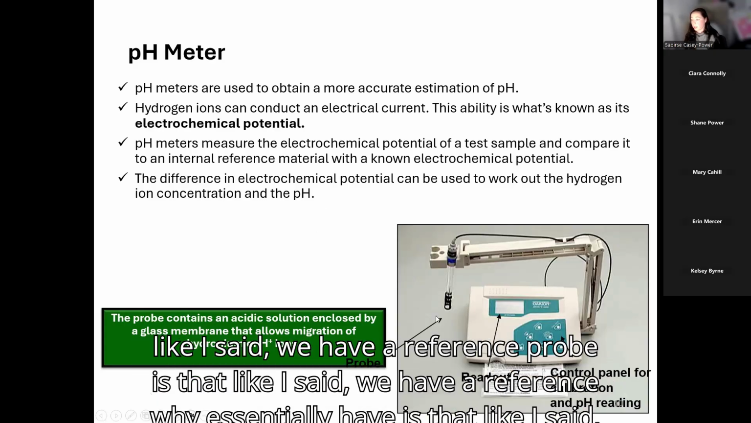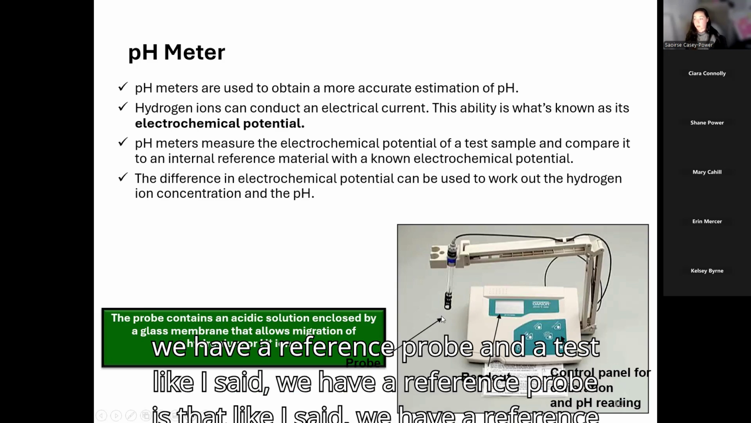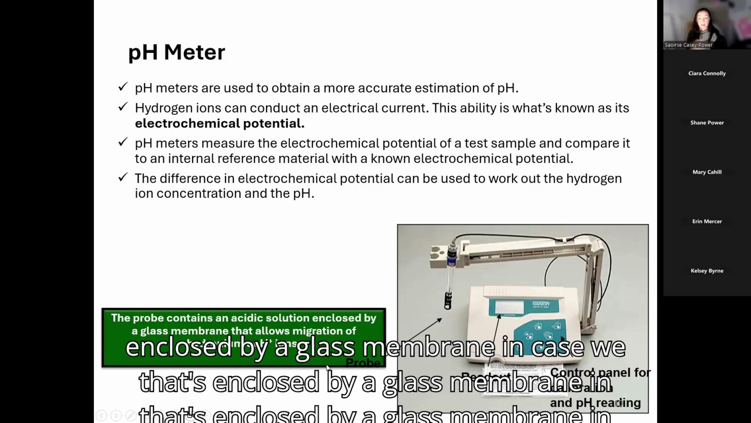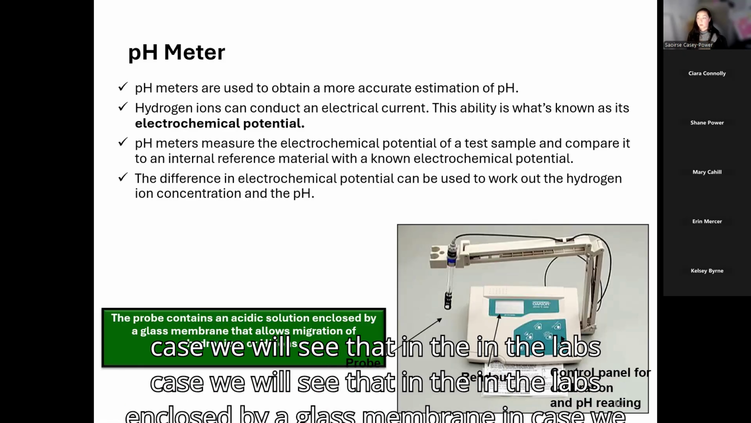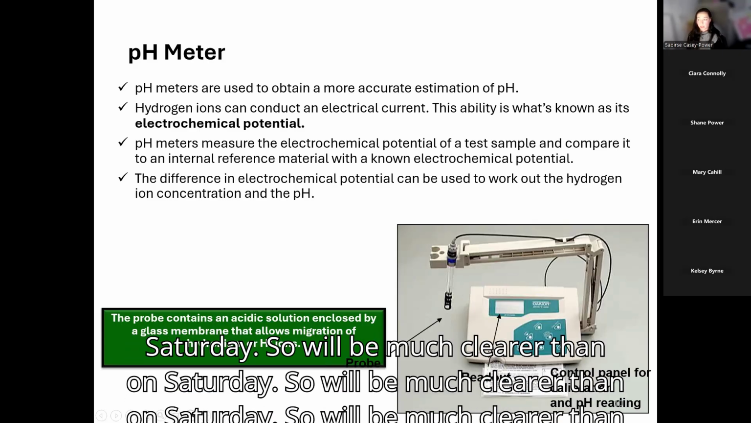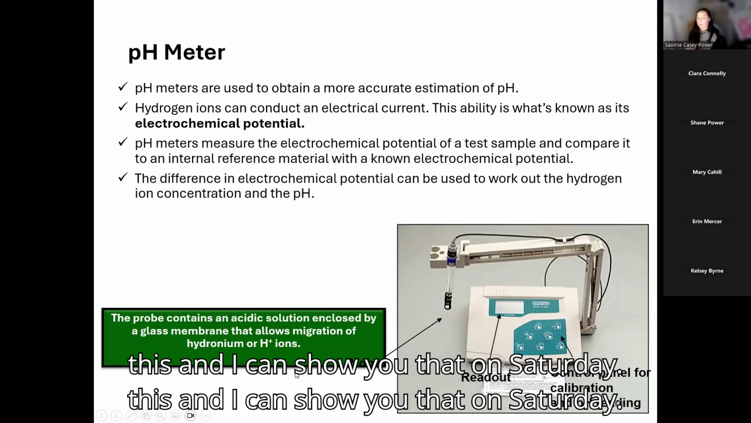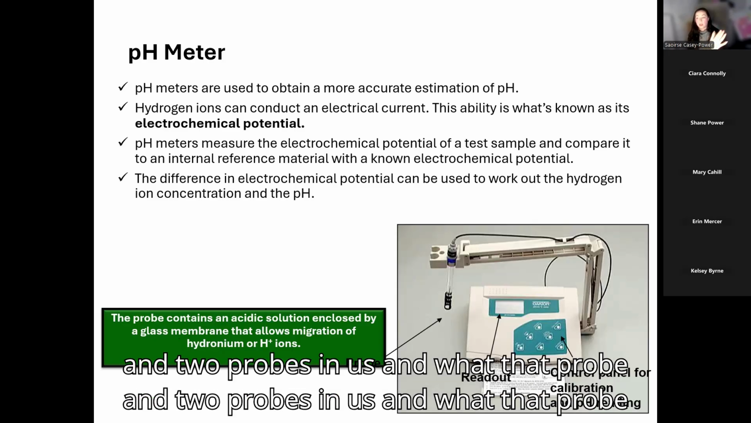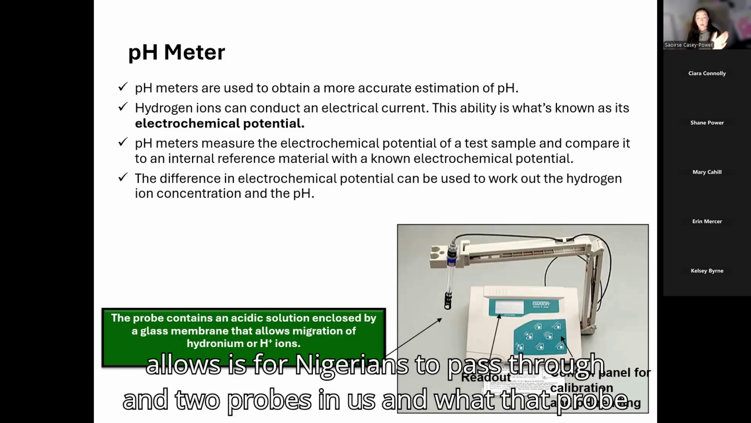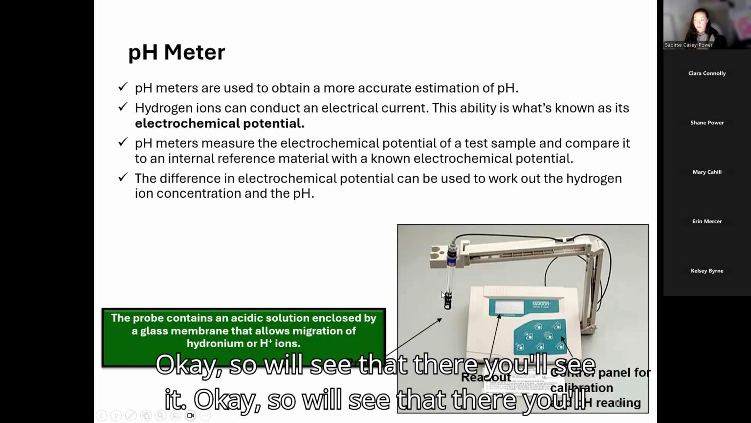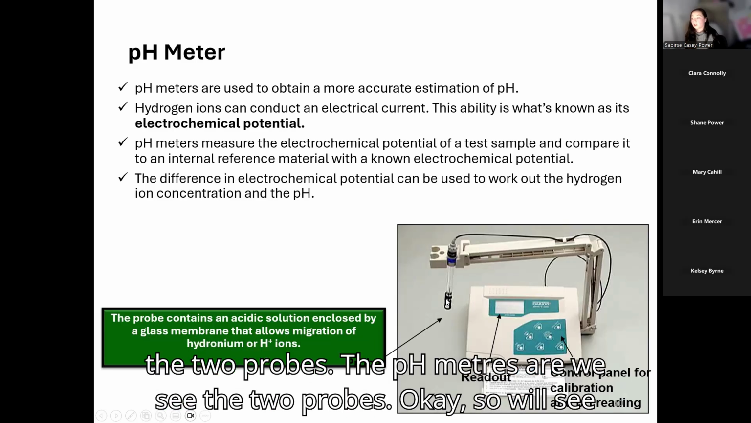So what we essentially have is, like I said, a reference probe and a test probe. The probe contains an acidic solution that's enclosed by a glass membrane. We'll see that in the labs on Saturday, so it'll be much clearer than this, and I can show you that on Saturday. What you'll see is a glass membrane and two probes in it, and that membrane allows the hydrogen ions to pass through it. You'll see the two probes.